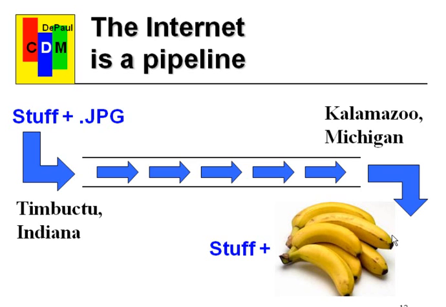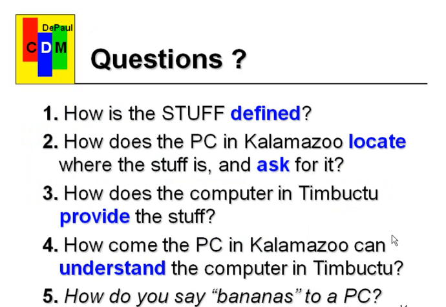And that picture of bananas that you see here, I've called that stuff plus bananas, because the stuff I'm saying is really HTML, and the image is conveyed by a digital picture that can be scaled as to size at the receiving end. So here are the questions that come up from that very simple description of what the internet is. How is this stuff defined? That is, what does HTML look like? And how does the computer in Kalamazoo figure out where this stuff is, and how does it ask for it?